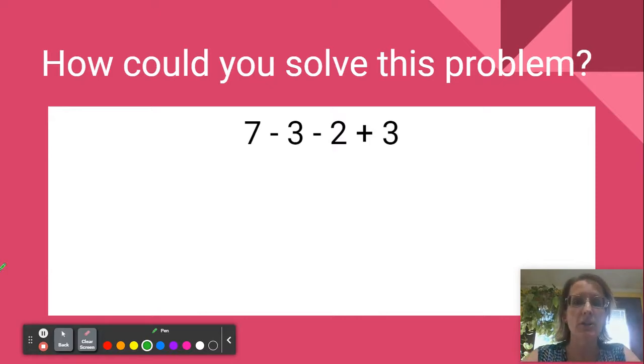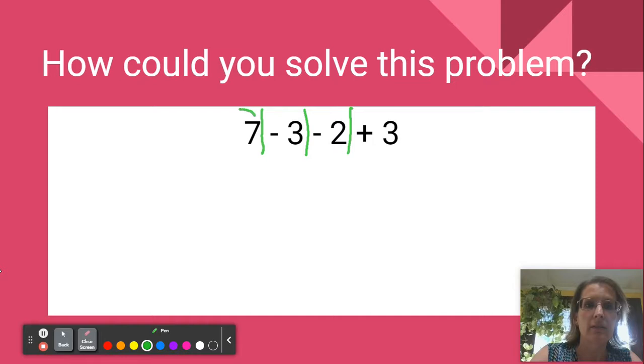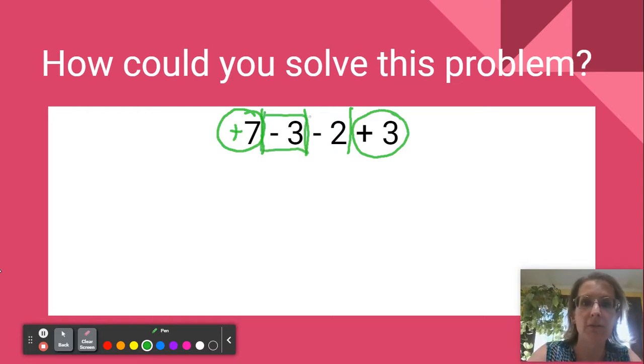And now you have a question that looks kind of tricky. 7 minus 3 minus 2 plus 3. You can still use your same terms to solve it. So we can still use that skill of cutting up our expression into terms. You may not need to put circles around your positives and squares around your negatives anymore, but if you are still a little bit confused, it can help.